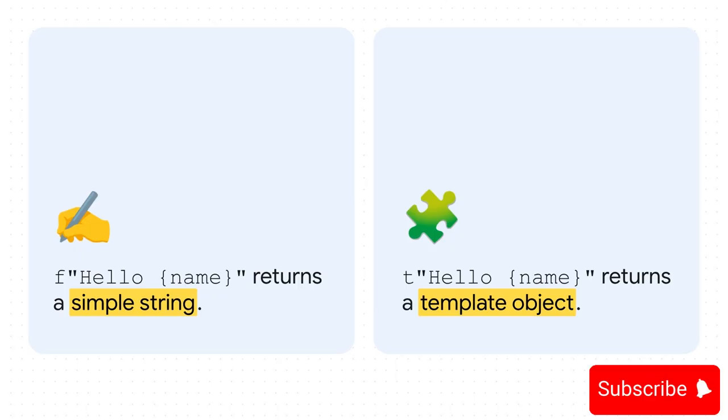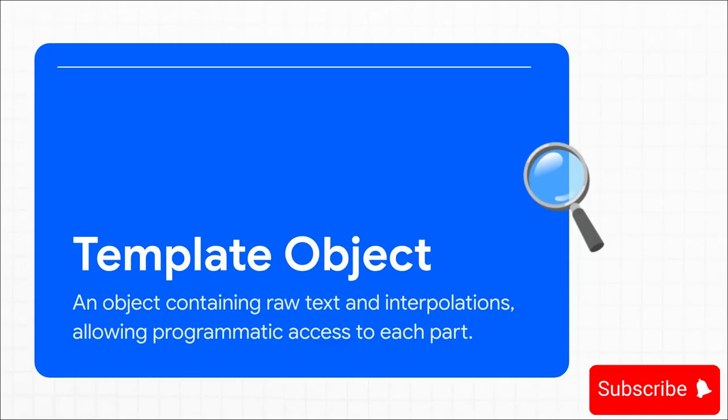But the real magic isn't in how they look, it's in what they return. An F-string gives you a simple final string right away. A T-string, though, gives you something much, much more flexible. And this right here is the secret sauce. A T-string returns what's called a template object. Think of it like a container that keeps the static, raw text parts, like "hello," totally separate from the dynamic parts, like the actual value of your name variable. And this separation is what unlocks all its power.